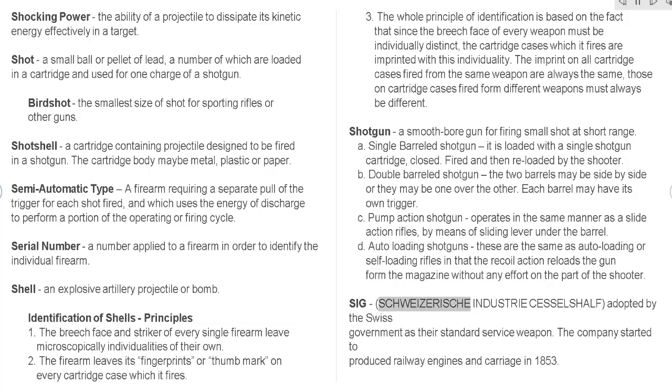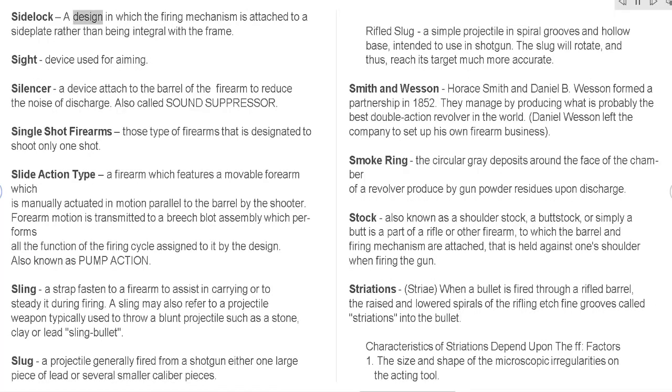SIG, Schweizerische Industrie Gesellschaft, adopted by the Swiss government as their standard service weapon. The company started to produce railway engines and carriages in 1853. Side lock, a design in which the firing mechanism is attached to a side plate rather than being integral with the frame. Sight, device used for aiming. Silencer, a device attached to the barrel of the firearm to reduce the noise of discharge. Also called sound suppressor. Single-shot firearms, those type of firearms that are designed to shoot only one shot.